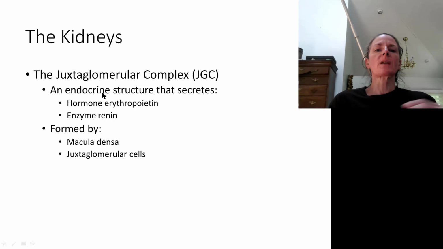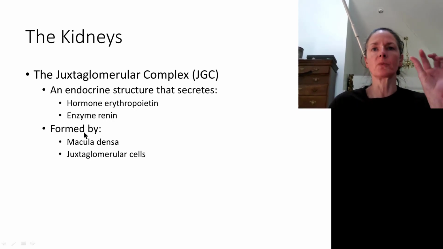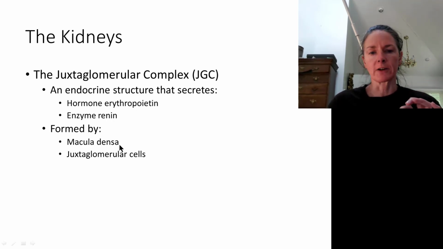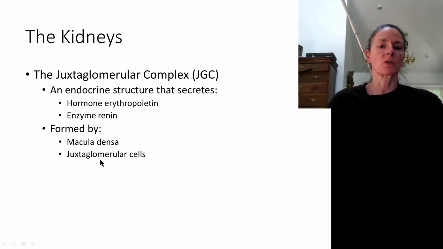So the juxtaglomerular complex will be formed by a very sensitive set of cells within the distal convoluted tubuli that are the macula densa, and these will be in contact with the juxtaglomerular cells. And some of these are the extraglomerular mesangial cells. And this will be what creates this juxtaglomerular complex.